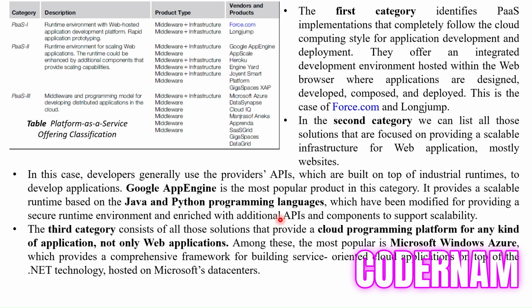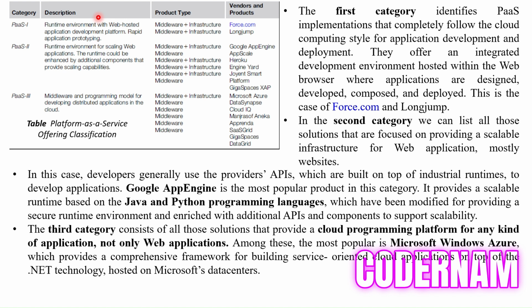So the first category identifies PaaS implementations that completely follow the cloud computing style for application development and deployment. They offer an integrated development environment hosted within the web browser where applications are designed, developed, composed, and deployed. For example, Force.com and Longjump are the most suitable examples for this first category.